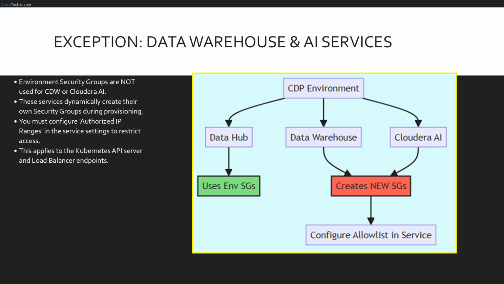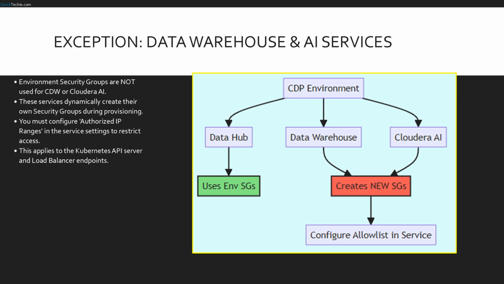There is a major exception you must know. Cloudera Data Warehouse, CDW, and Cloudera AI do not use the environment security groups we just discussed. These services run on Kubernetes and dynamically create their own security groups when you provision them. Even if you provide custom groups for the environment, CDW and AI will ignore them and generate new ones. To secure these services, you must specifically configure authorized IP ranges or whitelist IPs within the service settings themselves to restrict access to the Kubernetes API and load balancers.